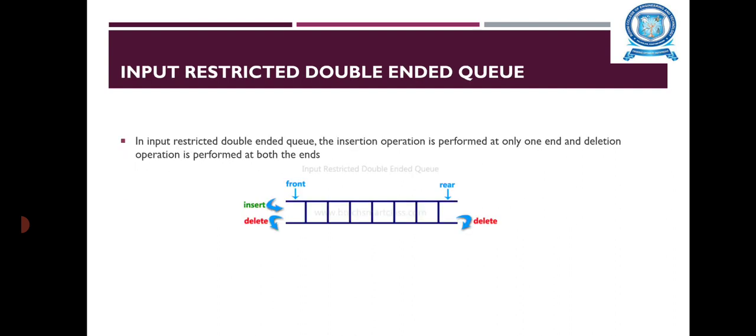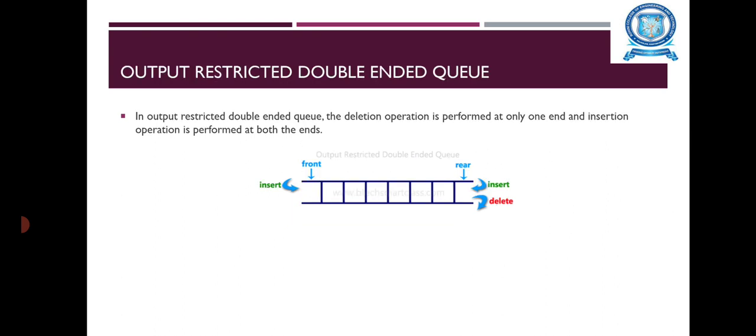In the input restricted double-ended queue, the insertion operation is performed at only one end and deletion operation is performed at both ends. This is the representation of the input restricted double-ended queue. Here the insertion is performed only in the front end, but the deletion is performed in both front and rear position. This is the way of representing the input restricted double-ended queue.